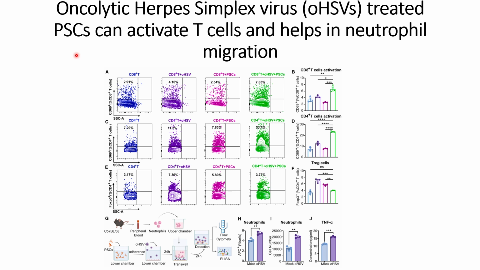In this video, we will discuss how Oncolytic Herpes Simplex virus treated PSC, that is pancreatic stellate cells, can activate T cells and help in neutrophil migration.